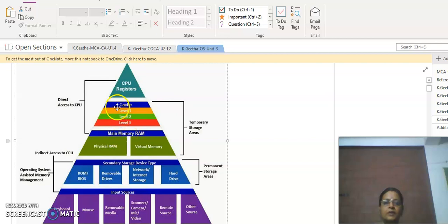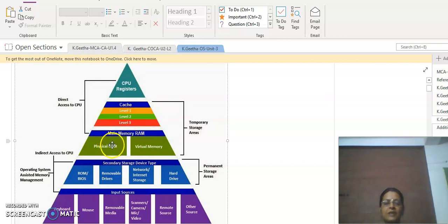These two memories are directly accessed by the CPU, and they are available only as temporary storage. That means if the power is switched off, the content of these memories is lost. Only for temporary purposes do we store data here, and whatever is available in the cache memory or in the main memory is lost when the power is off. So it is referred to as temporary storage memory, and these are the two memories to which the CPU has direct access.